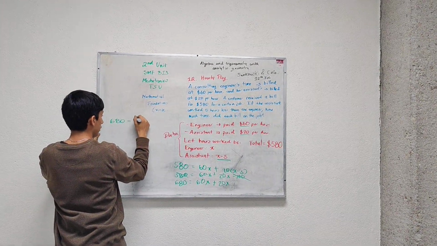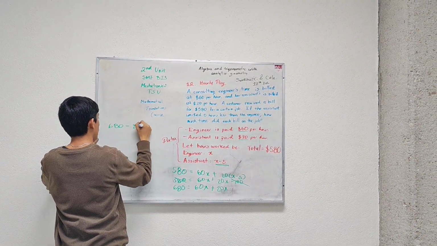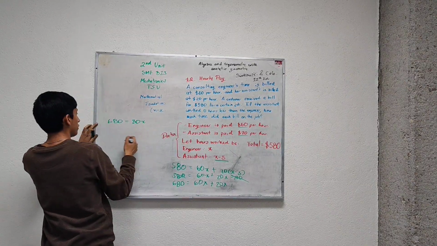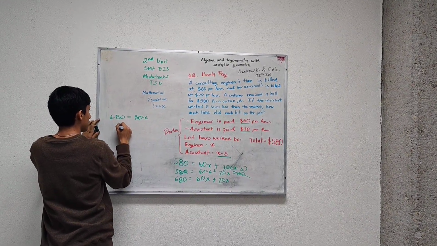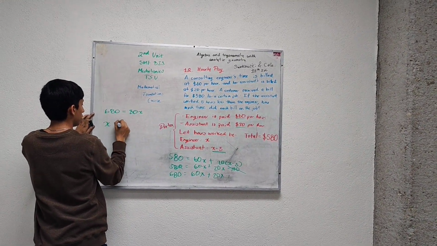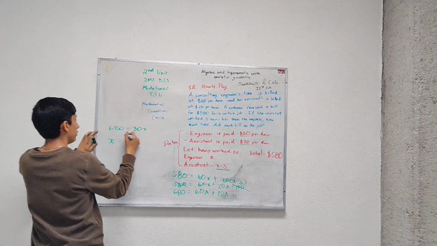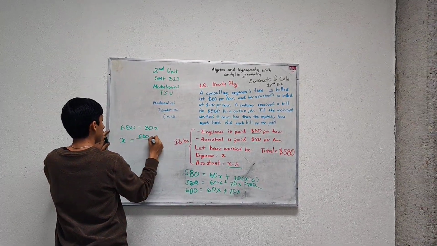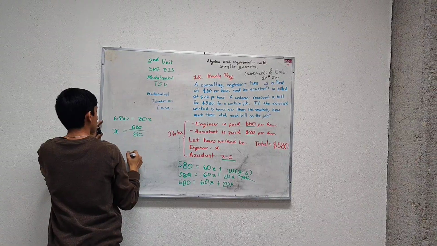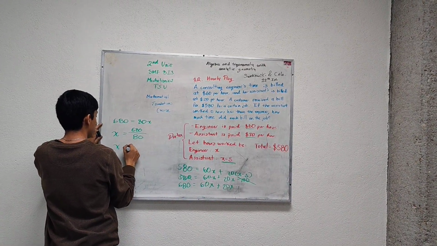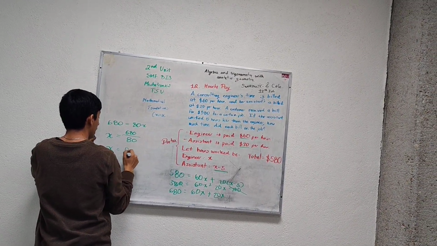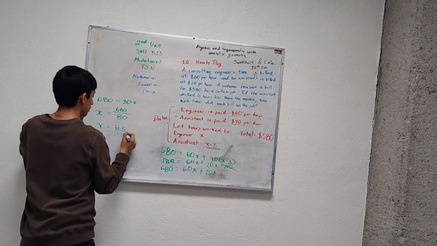680 is equal to 80x. So x is going to be equal to 680 over 80, and x is going to be equal to 8.5.